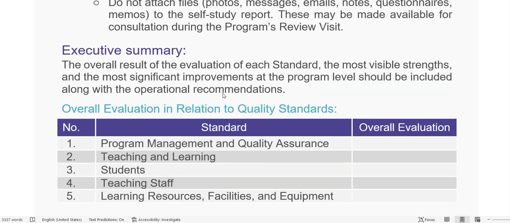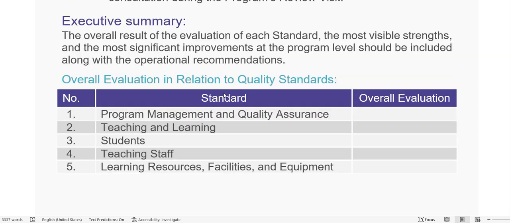Now let's start with the executive summary. What is the executive summary here? It is the overall result of the evaluation of each standard, the most visible strengths and the most significant improvements, and the program level should be included along with the operational recommendations. The overall evaluation in relation to quality standards.